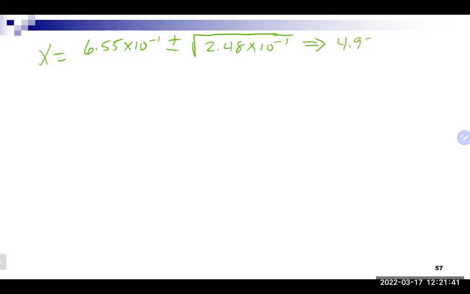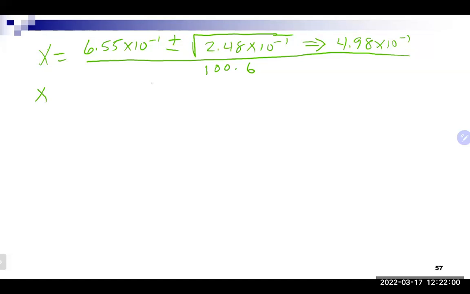So that gives us x is equal to minus b, which looks like 6.55 times 10 to the minus 1, plus or minus, if you put in all the numbers in the square root before you square root it, you yield something like 2.48 times 10 to the minus 1, for which after you do the square root of it, you end up with 4.98 times 10 to the minus 1 divided by 2a, which gives you 100.6.